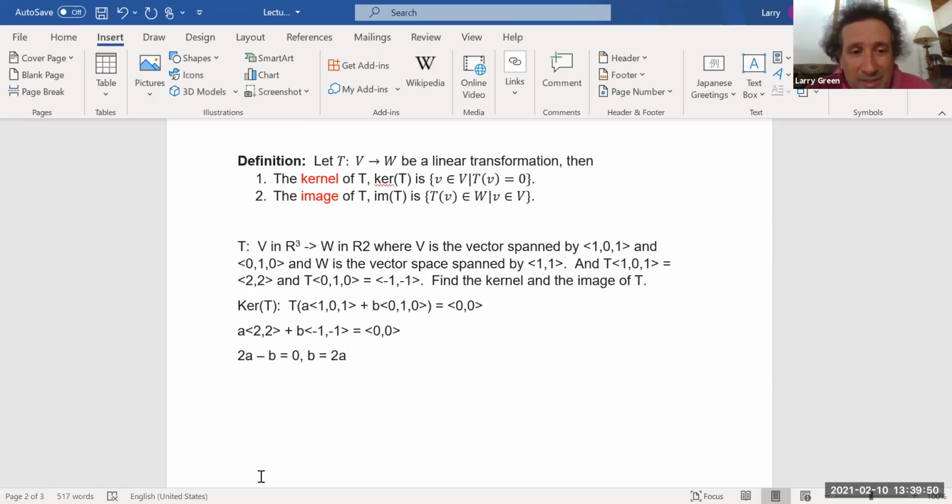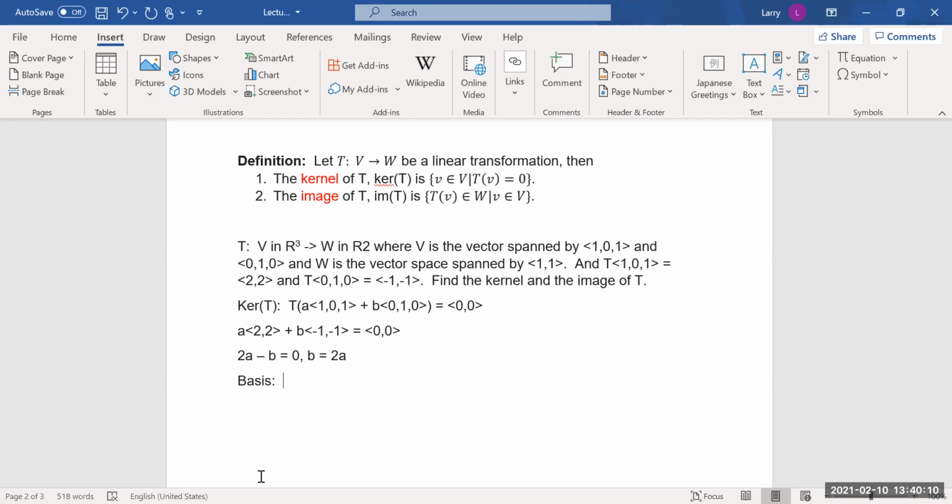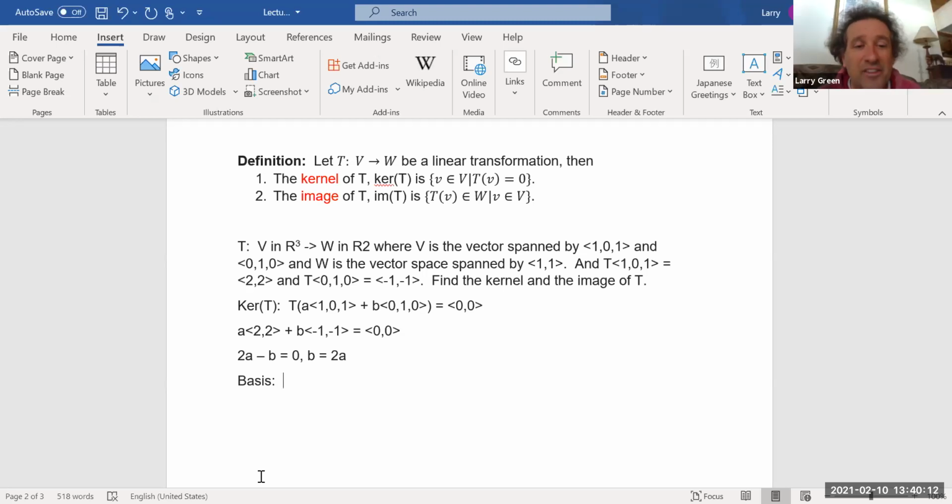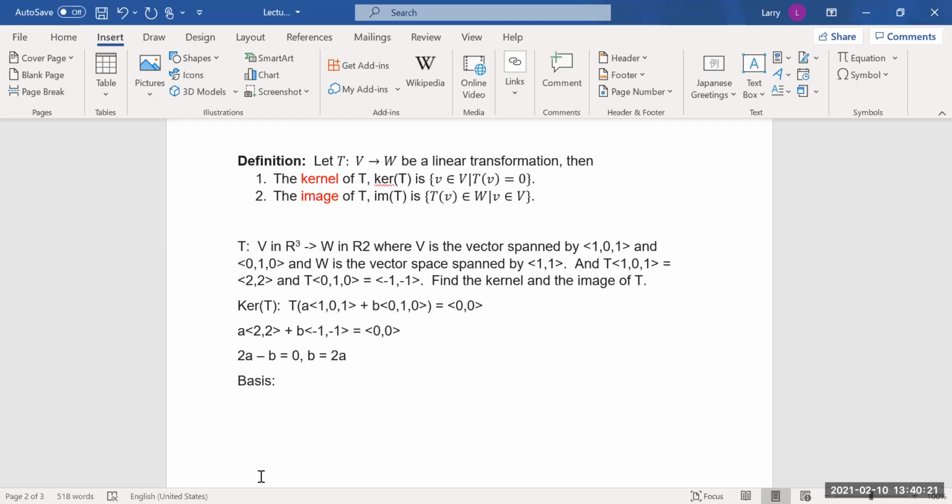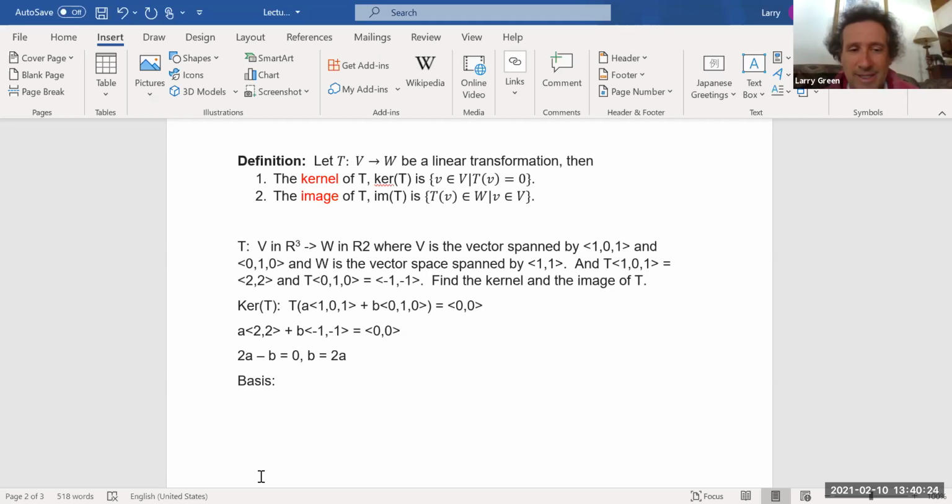So now I'm ready for the basis. And what's going to be the basis? First, how many free variables are there here? 2. Not quite. 1. A is our free variable. We can let A be whatever we want, and it'll tell us what B is. Do you see that? Yes. So what's an easy thing to let A be? 1. Never let A be 0, by the way. That's not okay, because 0, 0 is never an element of a basis.